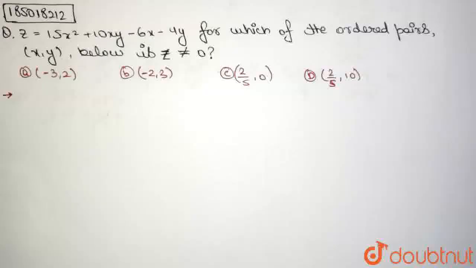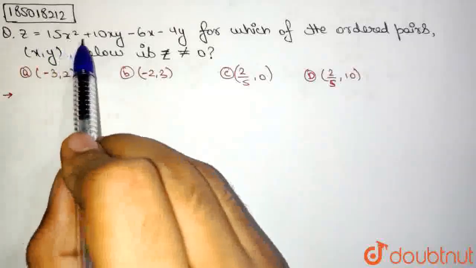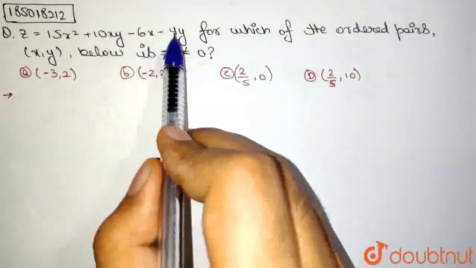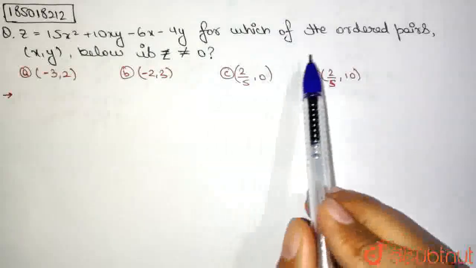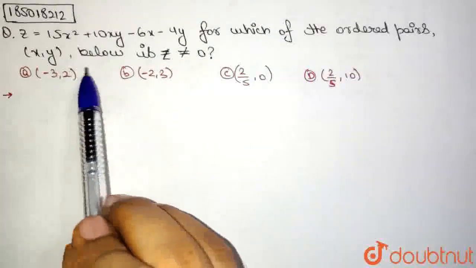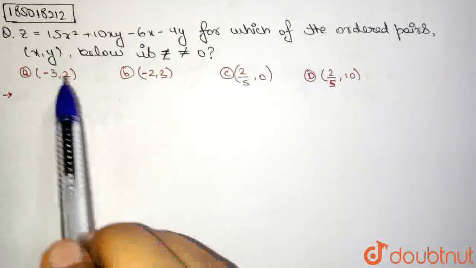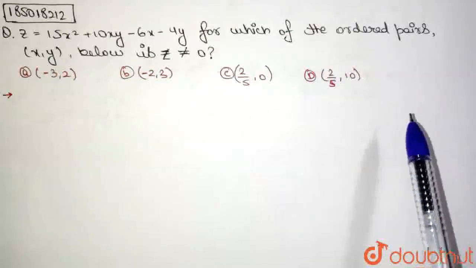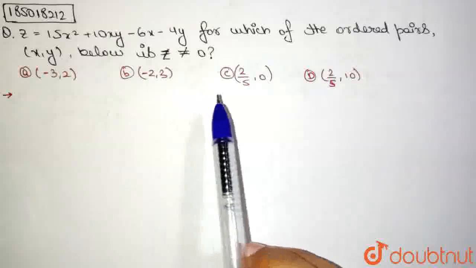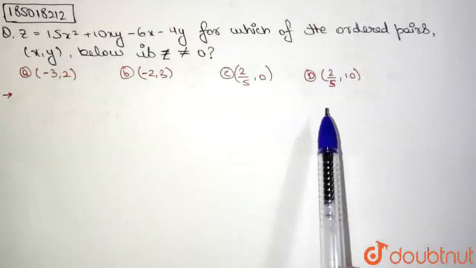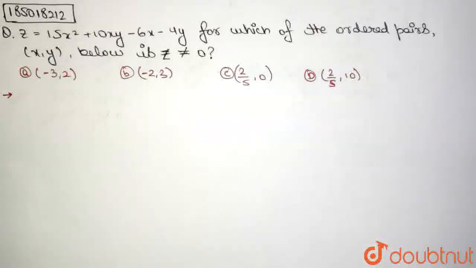Hello friends, welcome. The question states z equals 15x square plus 10xy minus 6x minus 4y. For which of the ordered pairs x comma y below is z not equal to 0? That means for which of these four ordered pairs z is not equal to 0. That means for three of these ordered pairs z is going to be 0 because only one option is correct, right? So let us proceed with this particular question.